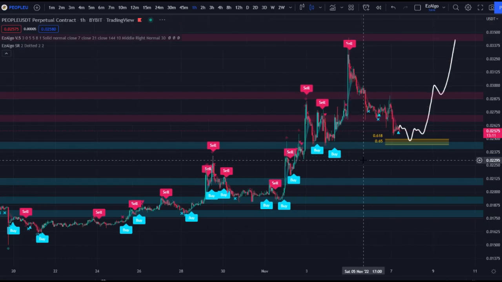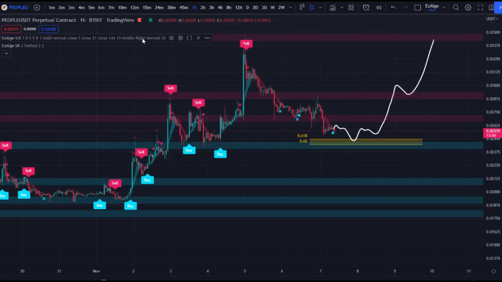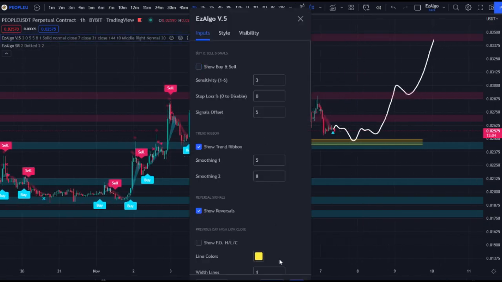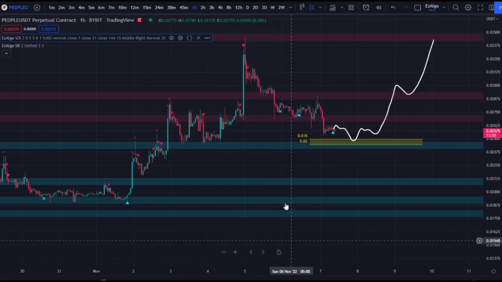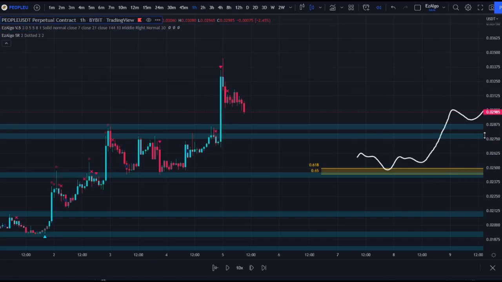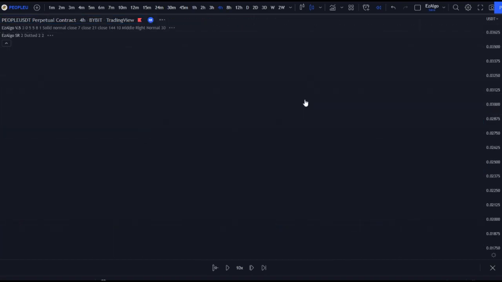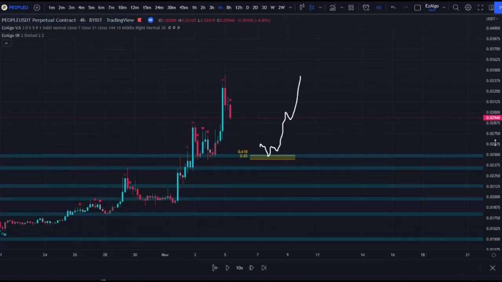So here is a perfect setup. I'm actually gonna get rid of the buy and sell signals on Easy Algo as well. I just wanna show you guys the real price action. So here's an altcoin that I've seen a lot of you guys trade. It's called People. And what I like to do is start on a 4-hour time frame. All right, start on a 4-hour time frame.